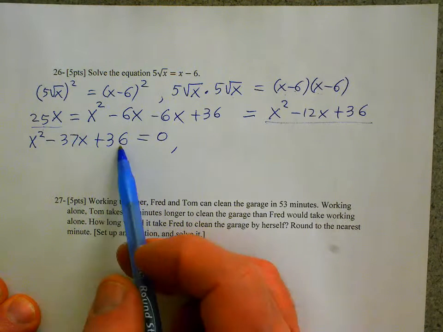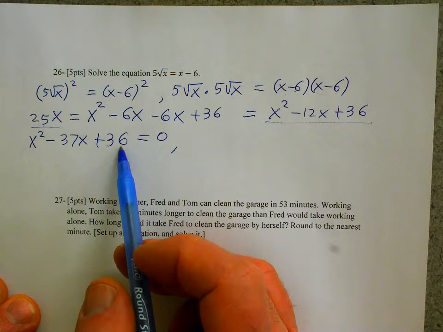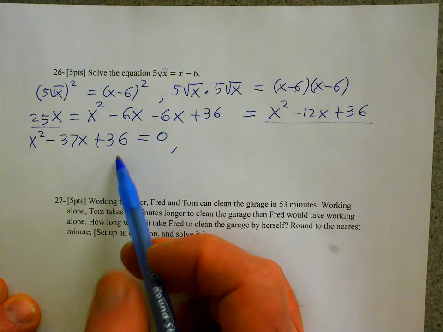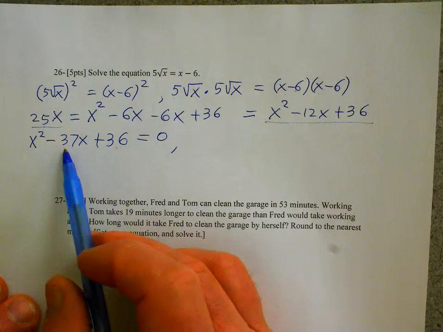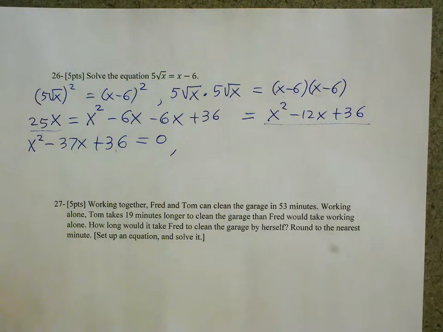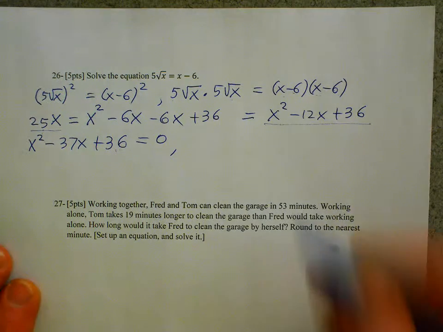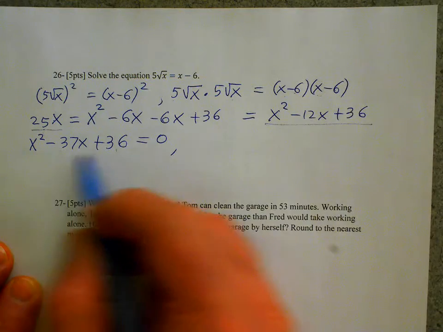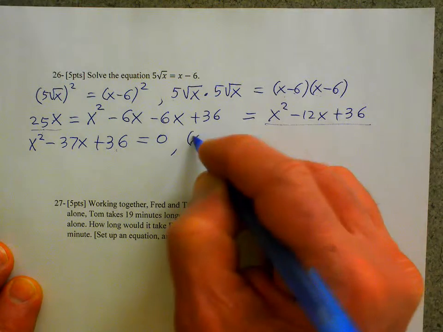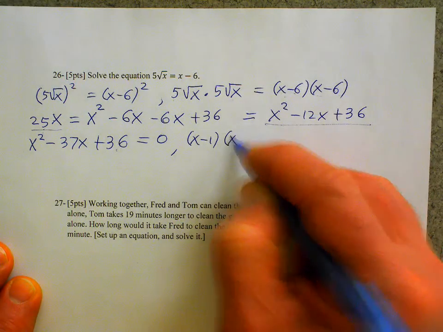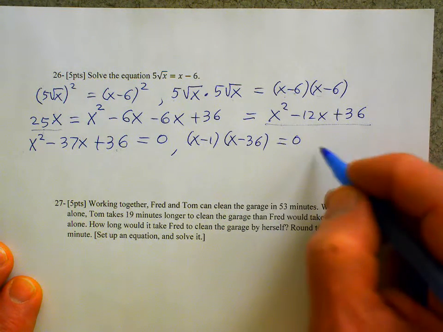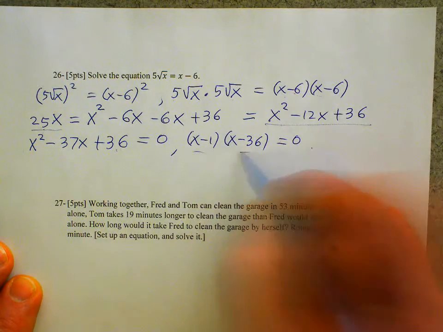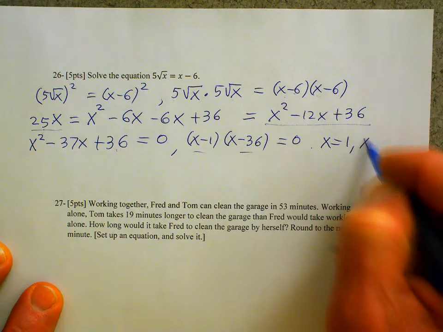1 times 36 is 36. So two numbers that have a product of positive 36 and a sum of negative 37 are negative 1 and negative 36. So this factors pretty nicely. x minus 1 and x minus 36 are the two factors. The quadratic equation has two solutions, x equals 1 and x equals 36.